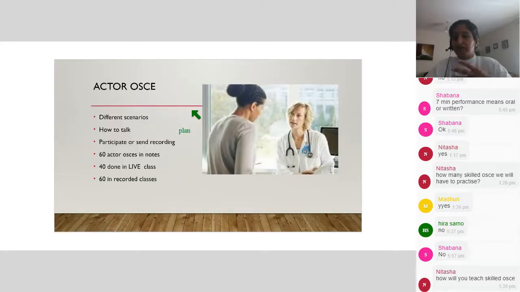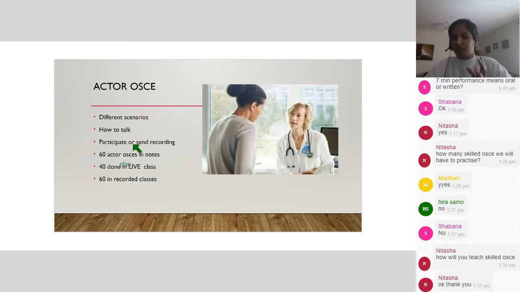In actor OSCE, we will be having different scenarios. Okay, so we have around 65 actor OSCEs now. It says 60, but now we have made it 65. Of the 65 actor OSCEs, 40 to 45 will be done in live classes. The rest are not done in live classes because we call them pilot OSCEs. Pilot OSCEs means not very important, but that does not mean you just leave them, because it's not unimportant. We will provide you recorded classes for all the OSCEs.